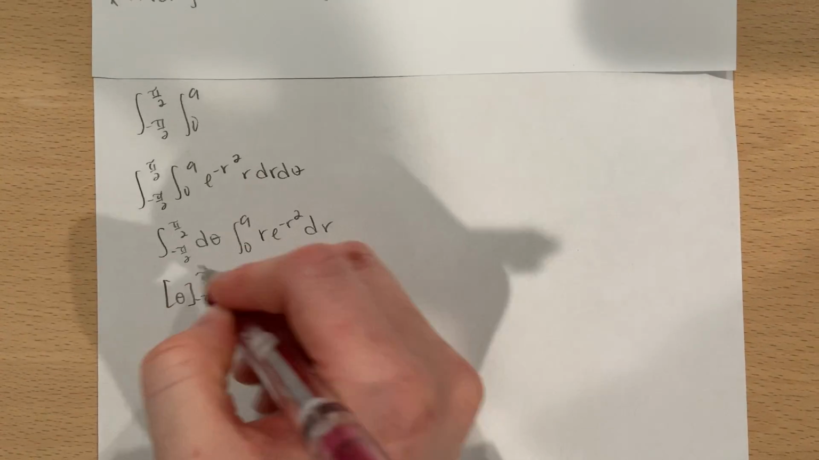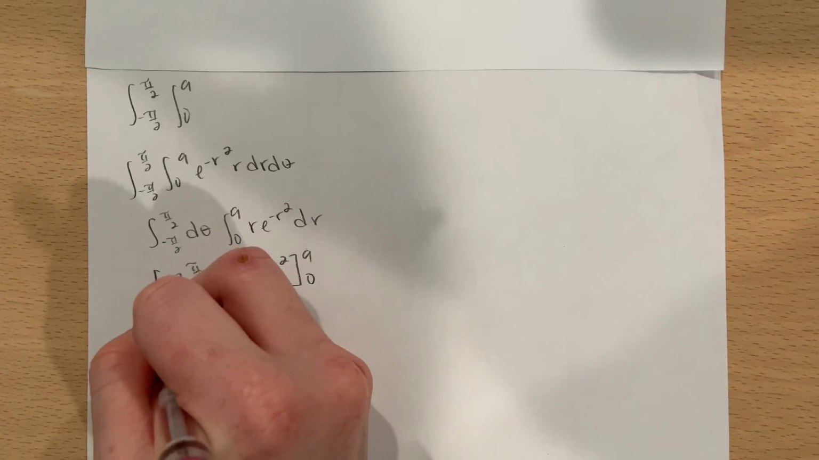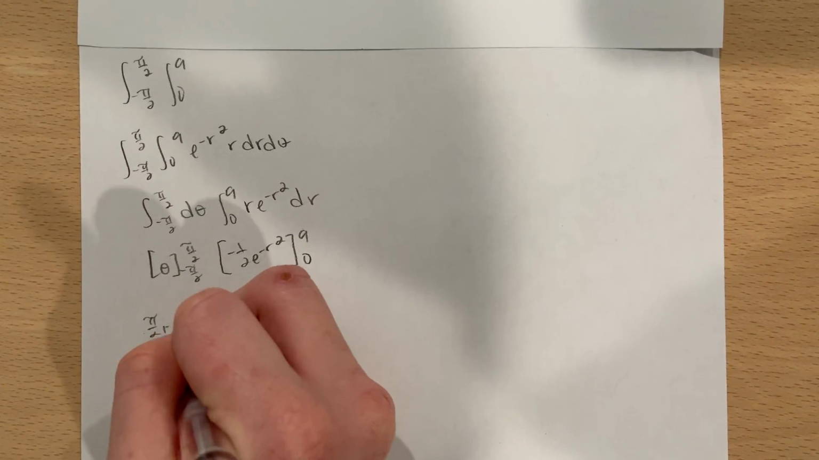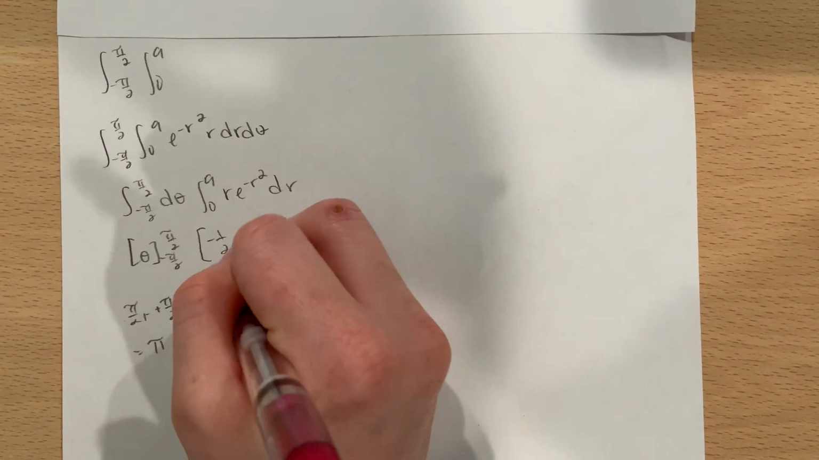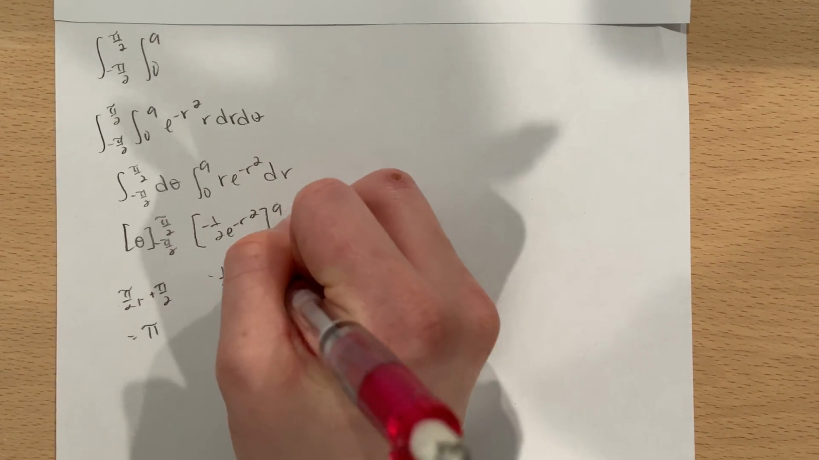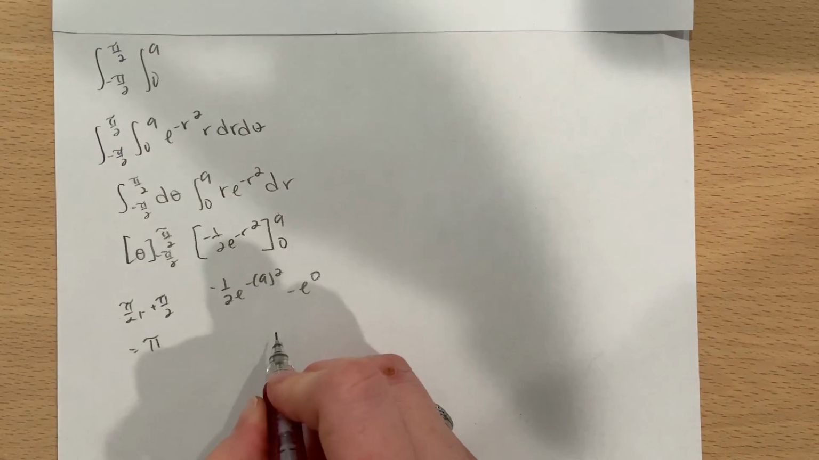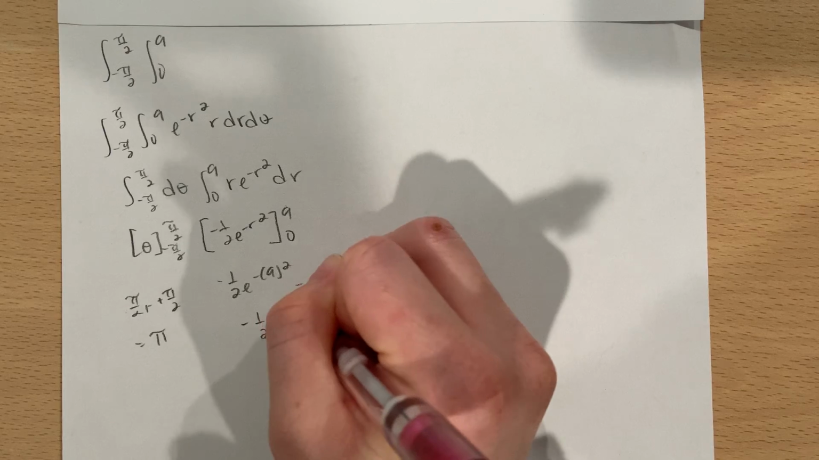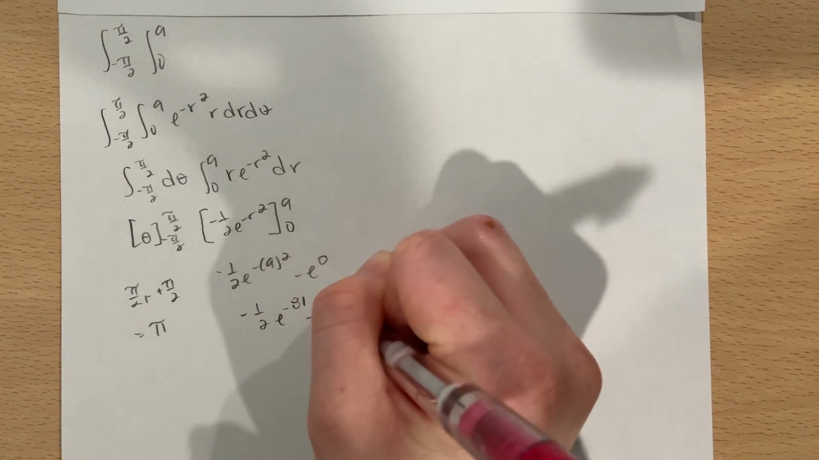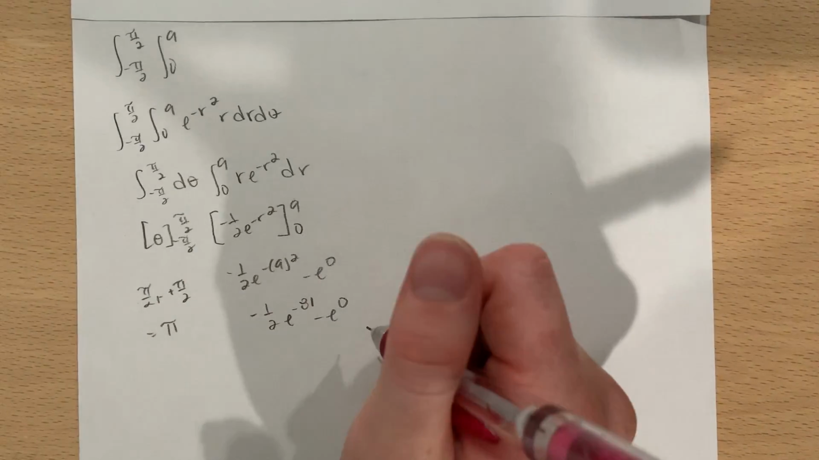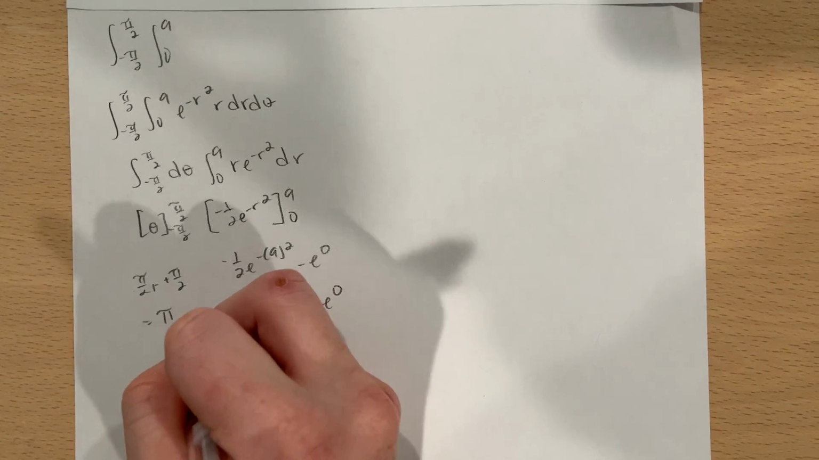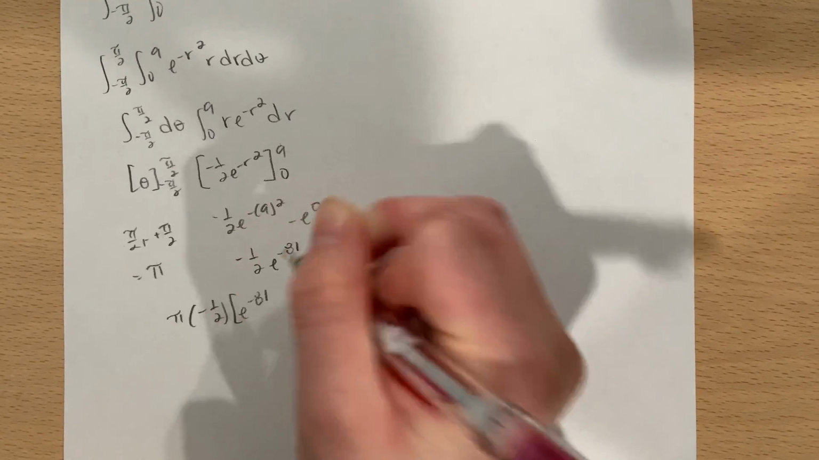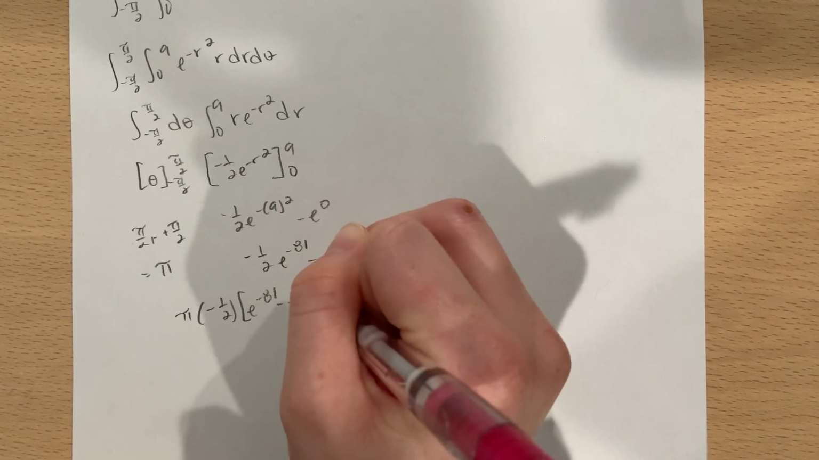So for this one specifically, we're going to get pi over 2 minus negative pi over 2, which is pi. And for here, we're going to do negative 1/2 e to the negative 9 squared minus e to the 0. So we get negative 1/2 e to the negative 81 minus e to the 0. So together, this becomes pi times negative 1/2 times e raised to the negative 81 minus e to the 0.